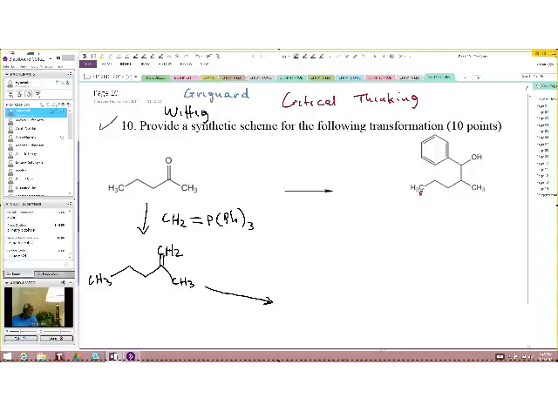So if we need to transform this to a primary alcohol, what reagent do we need? In other words, hydrogen has to go here, OH has to go here. What reagent do you need to do that? Excellent. Borane. Step 1, borane. You need to know this reagent. Step 2, hydrogen peroxide in basic medium. That will transform a carbon-carbon double bond to a primary alcohol.